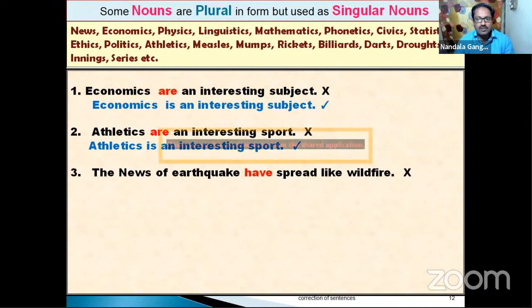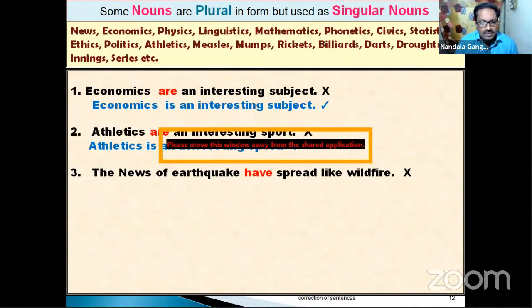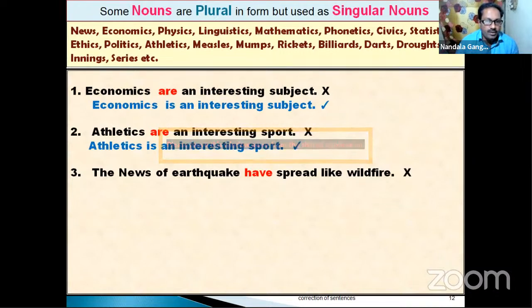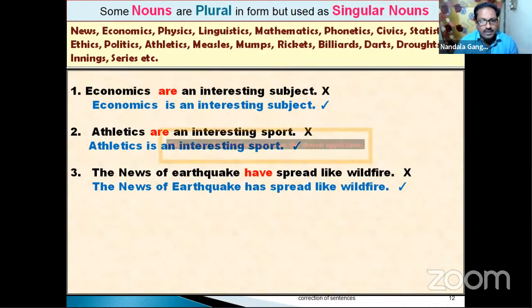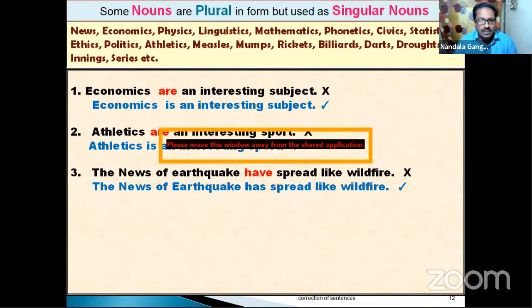The news of earthquake have spread like wildfire. Here we have to concentrate on the news. Two nouns are there, the news of earthquake, but we have to concentrate on the main noun, the news. As per the main noun, we have to use the helping verb has. The news of earthquake has spread like wildfire. We have to use has for third person singulars: he, she, it, names agree only with has.